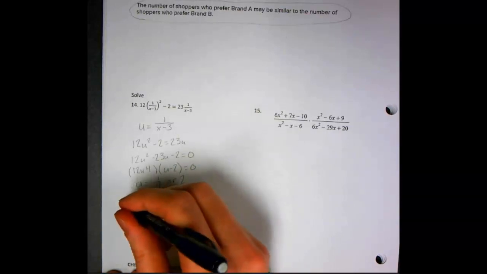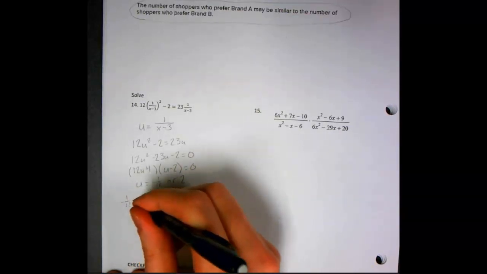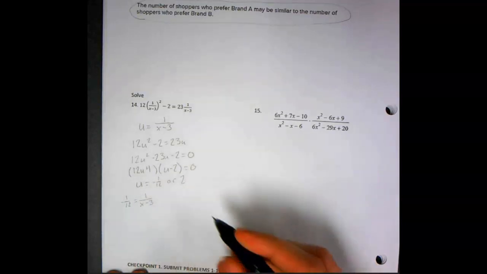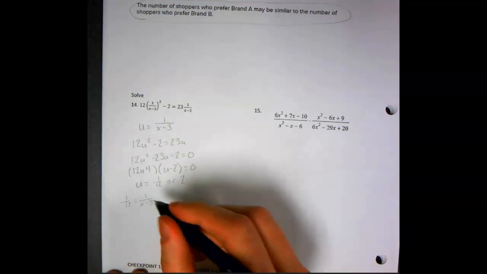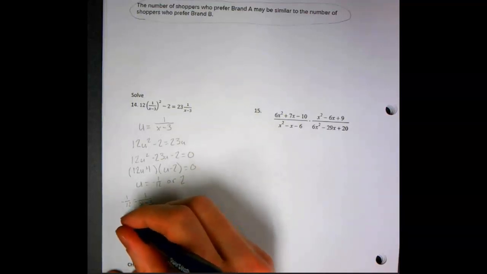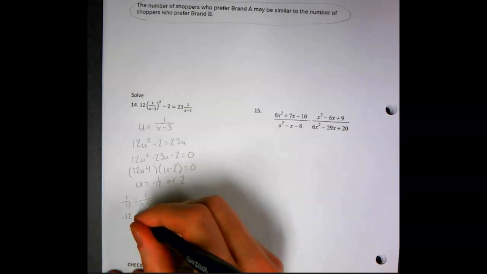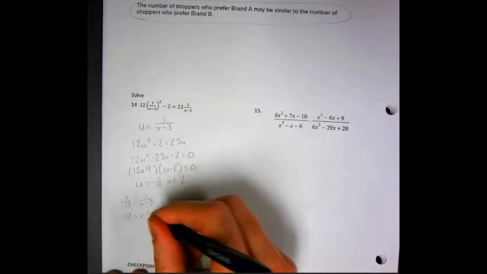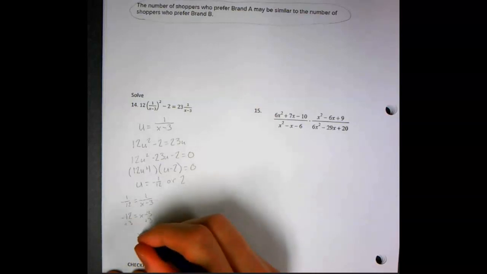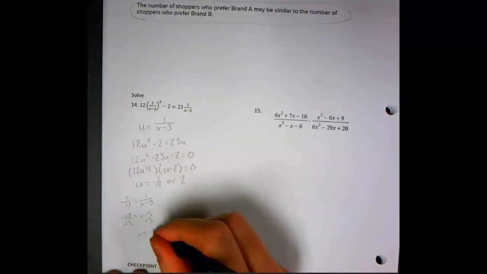So negative 1/12 equals 1 over x minus 3. We can do that cross multiplication if you want to do it that way. And we have negative 12 equals x minus 3. We add that 3 over. And our first possible x is going to equal negative 9.